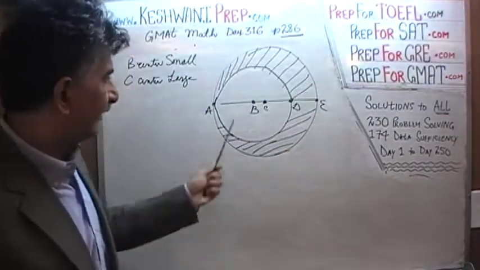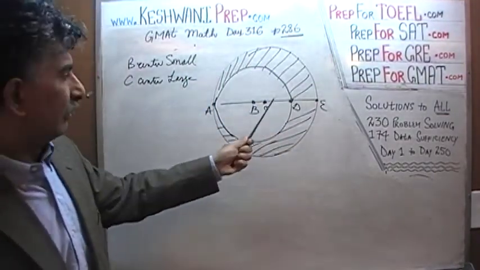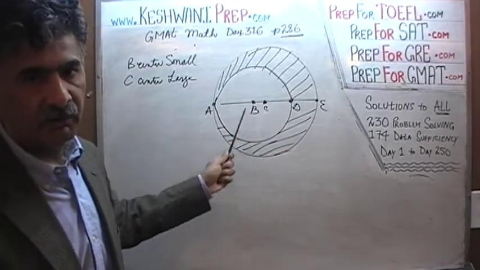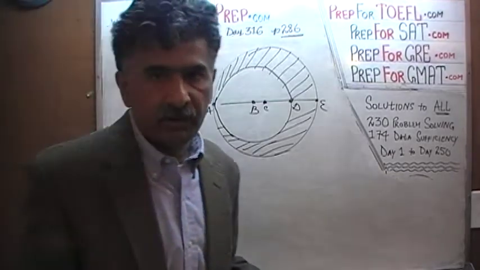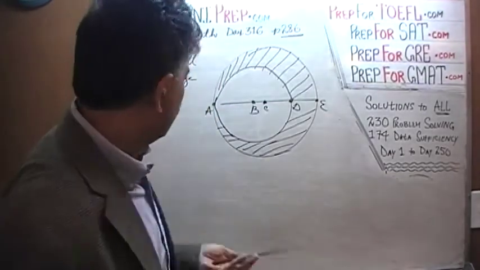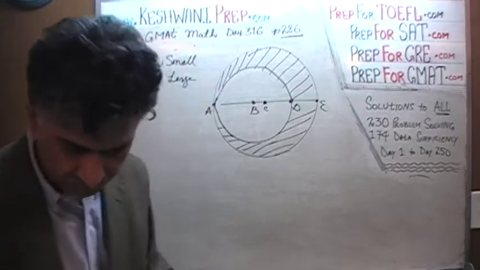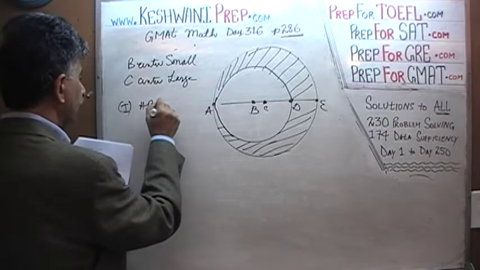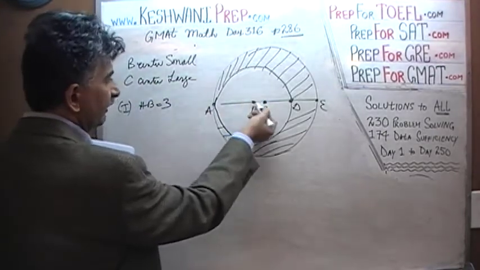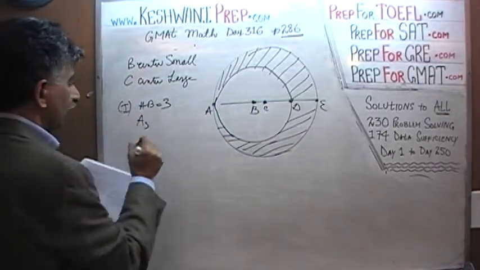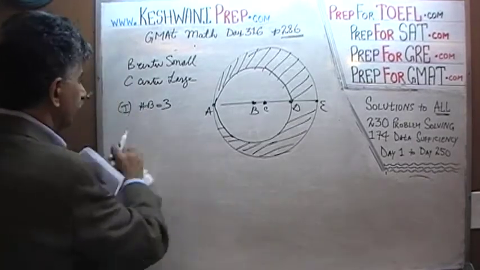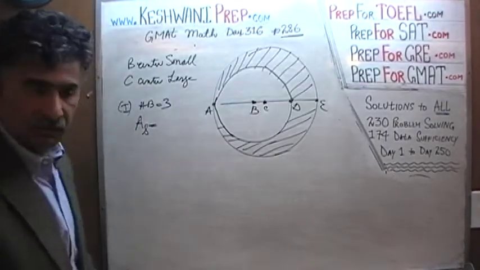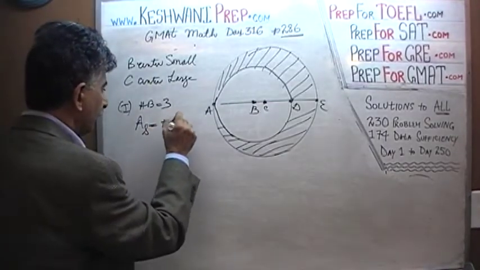All we have to figure out is the radius of the small circle and the radius of the large circle. If we have the radius of the small circle, we can figure out its area. If we have the radius of the large circle, we can figure out its area. Once we have their areas, we subtract one from the other, and that's it. So let's see what they tell us. In the first statement, they tell us that AB equals 3. If AB is 3, which is the radius of the small circle, then its area is pi r squared, which is 9 pi.